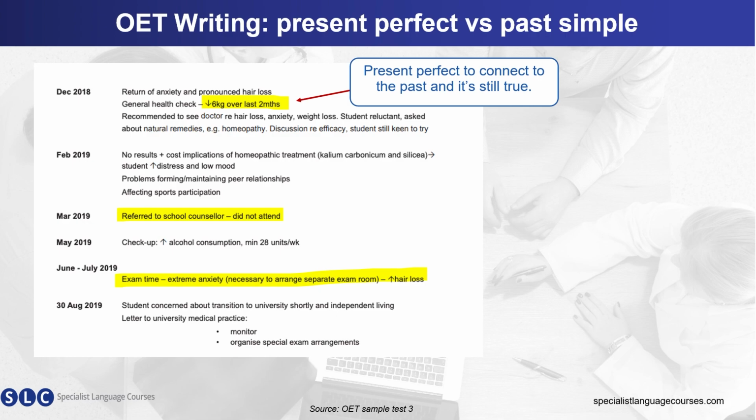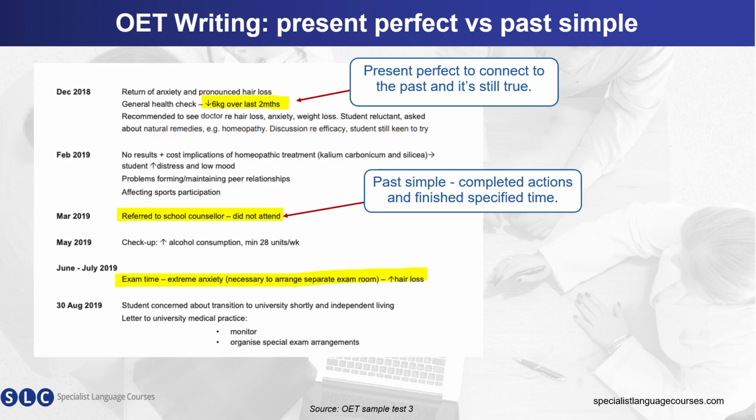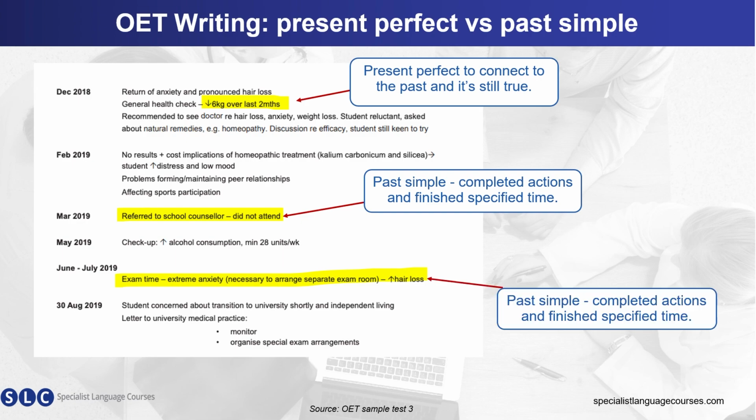We can see that an appointment with a counsellor was arranged, but Jake Peterson failed to attend. Past simple would be used here because they're completed actions, and we can see that it's a finished specified time. We also have information about recent exam time. Again, we can see past simple would be used here because both the time and the exams have finished.